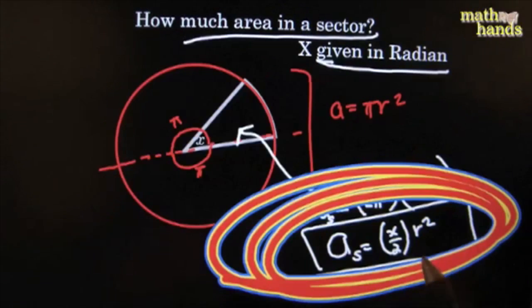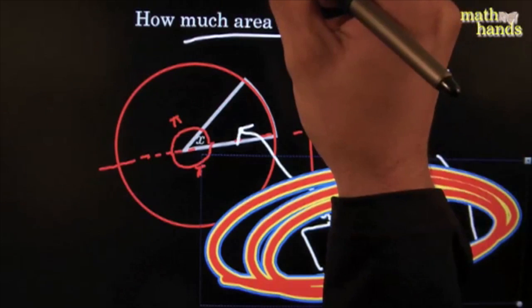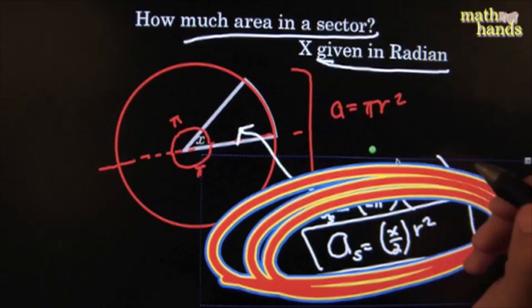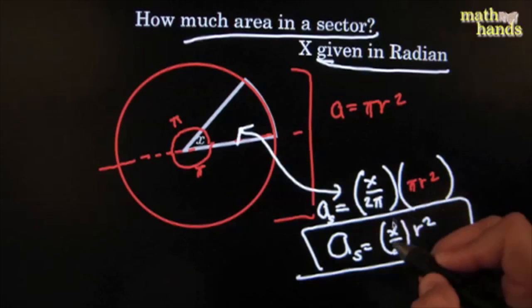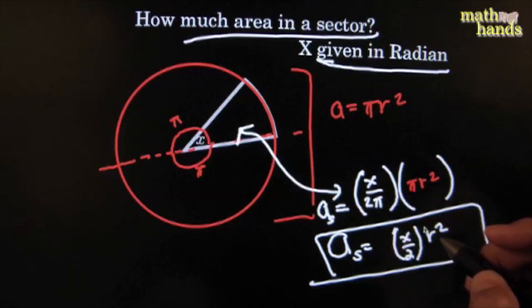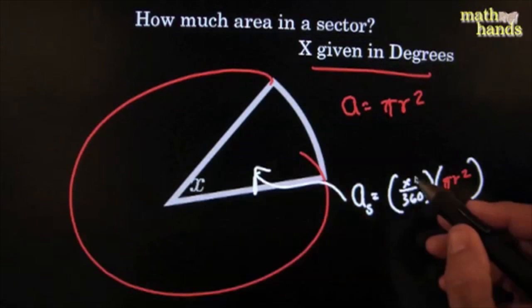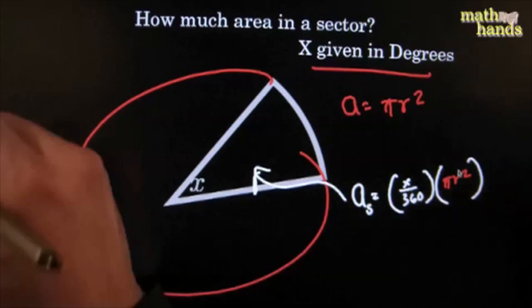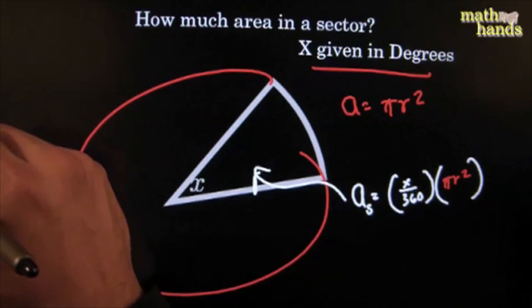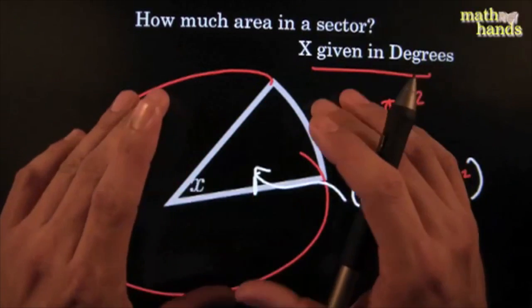The one for radians cleans up nicely because the pi's cancel. You don't even have pi in there. You just have the number of radians divided by 2. This one does not clean up as nicely. Just number of degrees over 360 times pi r squared. Okay, this is for area of a sector. That's how many little squares there are inside.